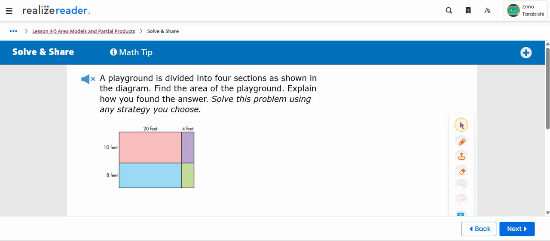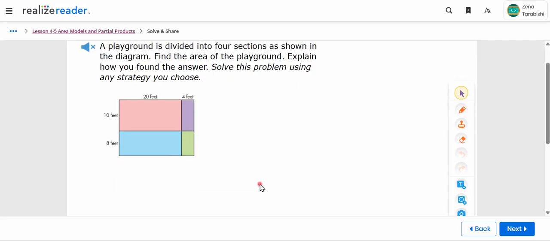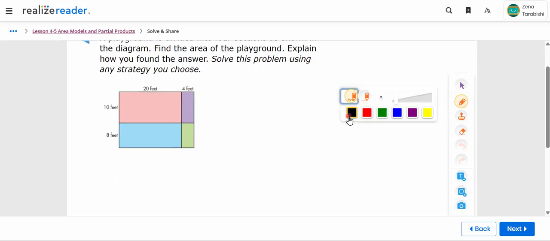Find the area of the playground. Explain how you found the answer. Solve this problem using any strategy you choose.